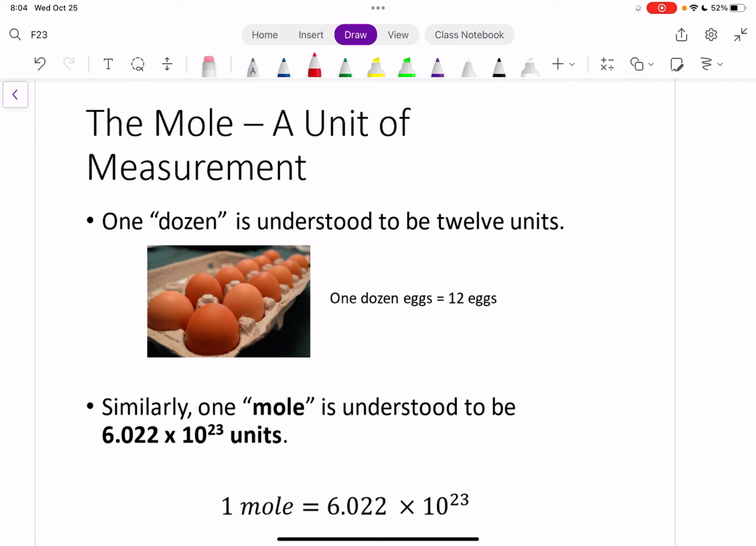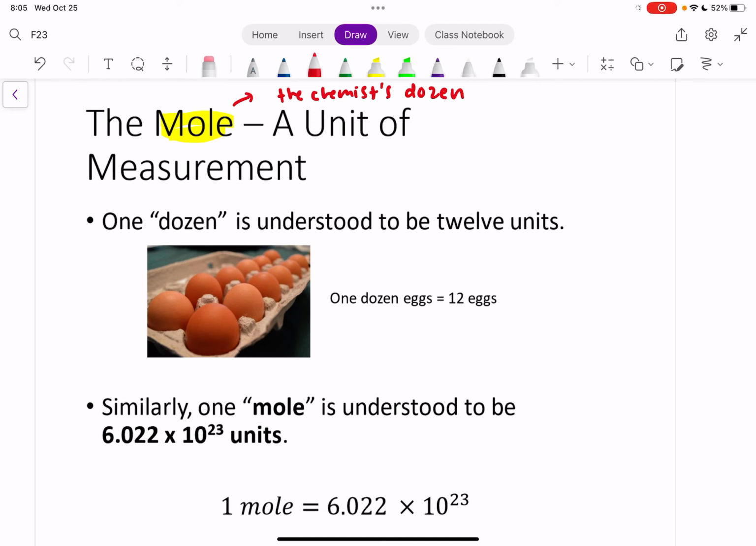So in order to talk about how we quantify these things in our chemical reactions, we need to know this special unit of measurement that we use in chemistry called the mole. And the mole is often referred to as the chemist's dozen. You might have heard of a baker's dozen. A chemist's dozen is the mole.